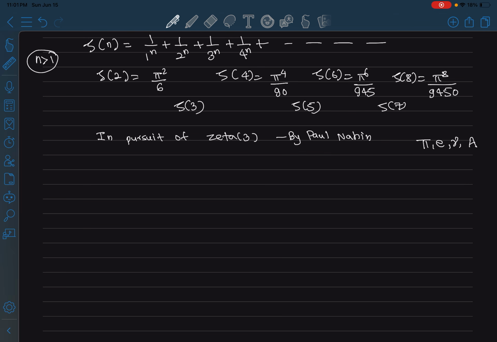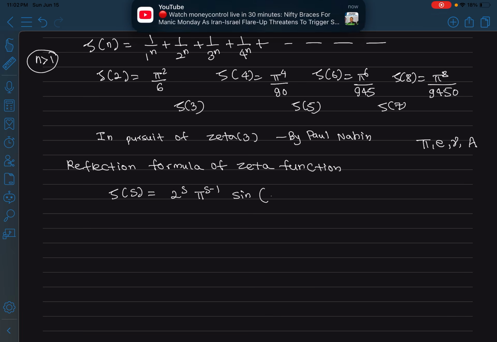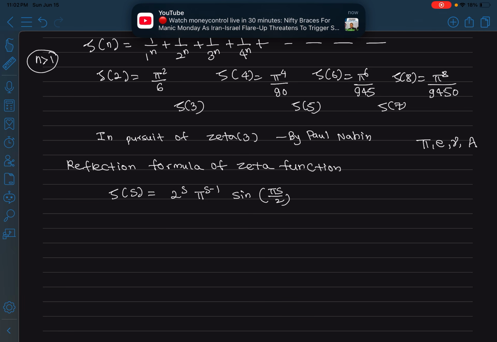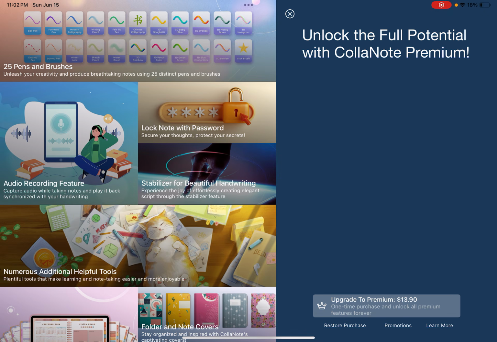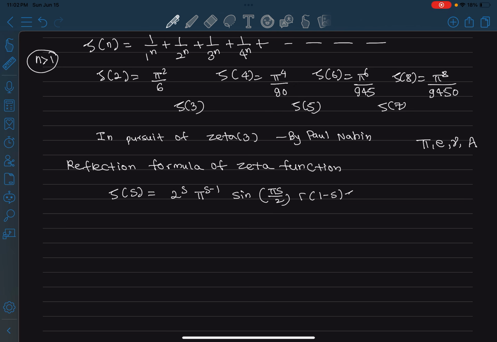First of all, let me tell you about the reflection formula of the zeta function, which is also called the functional equation of the zeta function, right? It says that zeta of s is equal to 2 to the power s, pi to the power s minus 1, sine of pi s over 2, and gamma of 1 minus s, and then zeta of 1 minus s, right?